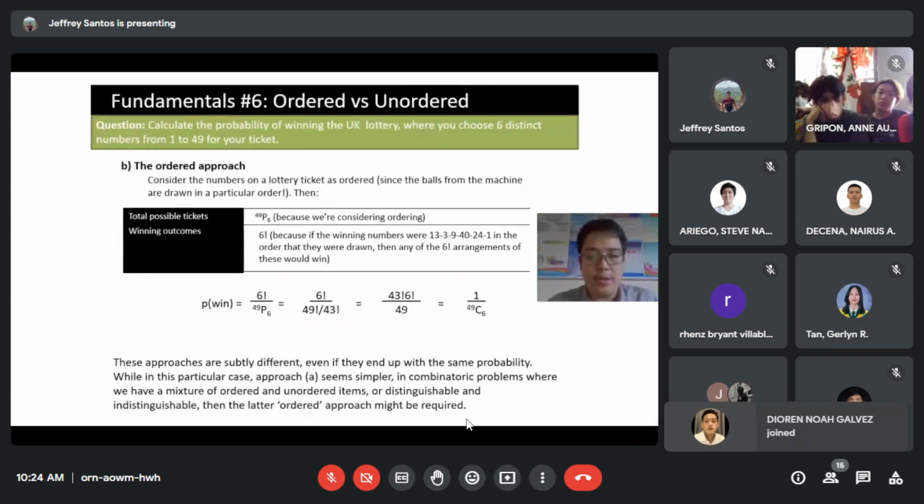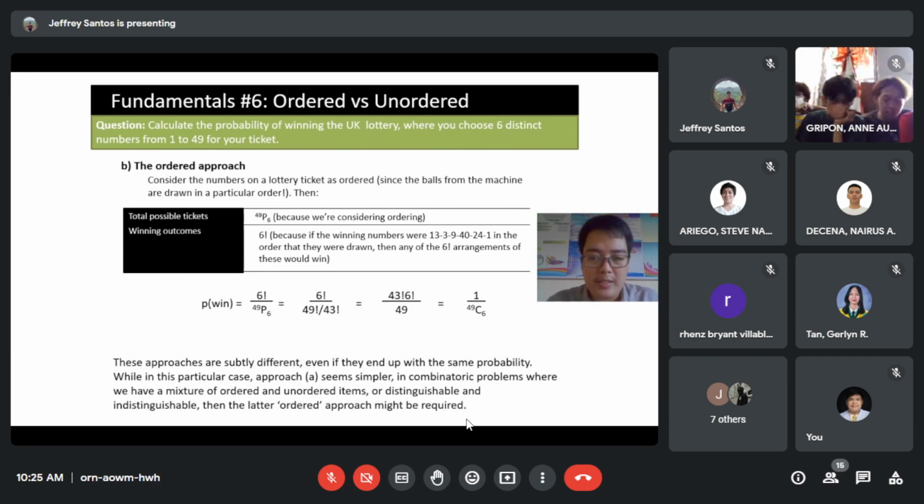Bakit? Because if the winning numbers were 13, 3, 9, 40, 24, and 1, in the order that they were drawn, then any of the 6 factorial arrangements of this would win. So therefore, the probability of winning can be computed by using 6 factorial divided by the permutation of 49 taken 6 at a time. So since permutation has the formula n factorial divided by n minus k factorial, kaya naging 6 factorial divided by 49 factorial all over 43 factorial.